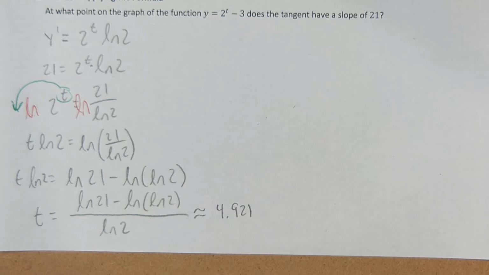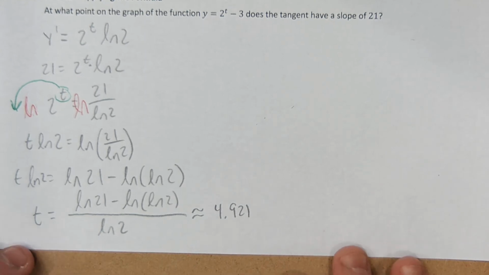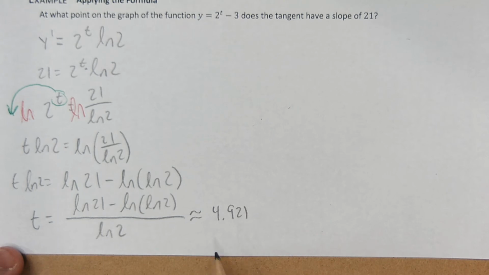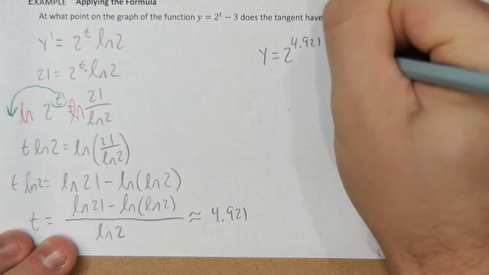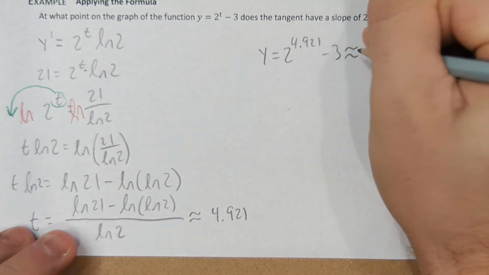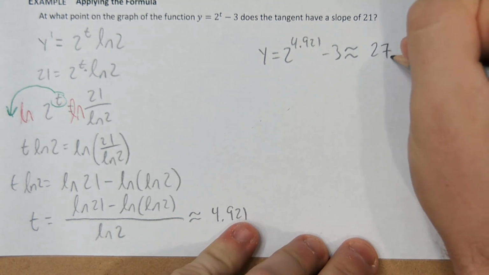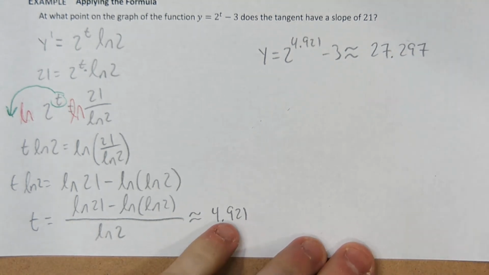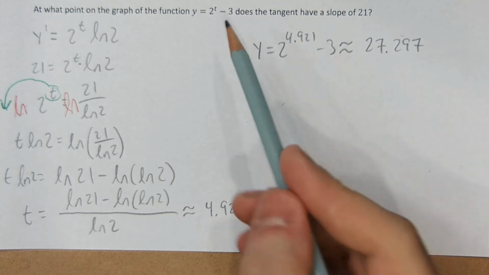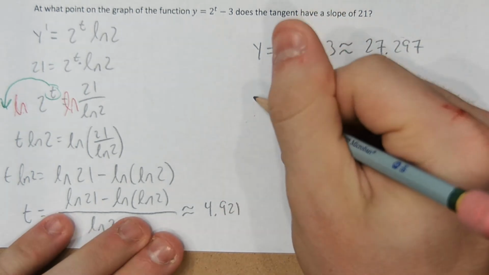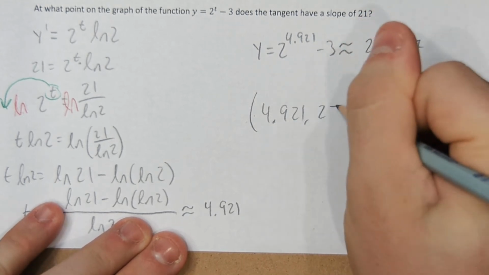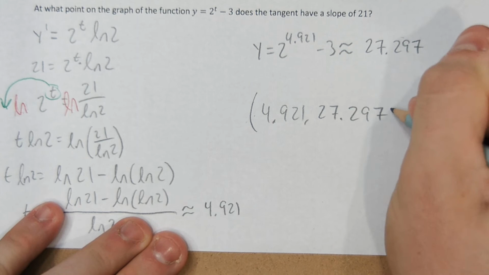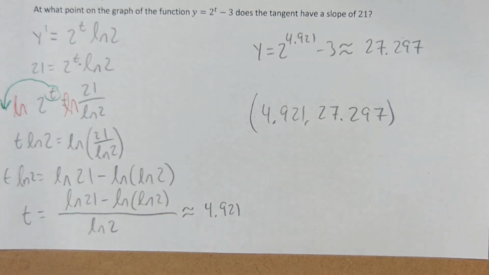That's your t value. It says at what point, that means x comma y. Well, we have x, t, we have it. So we have to figure out what y is. y is 2 raised to the 4.921 minus 3. Save the trouble, it's about 27.297. So the coordinate where this thing has a slope of 21 happens at 4.921, comma, this ugly number, 27.297. We did it! Yay!